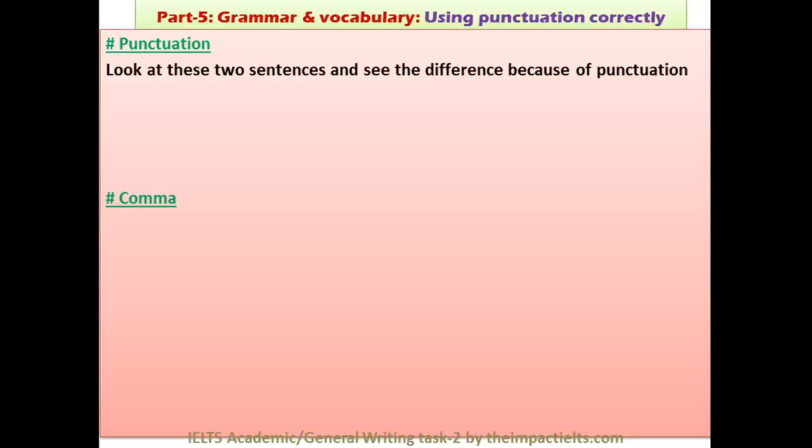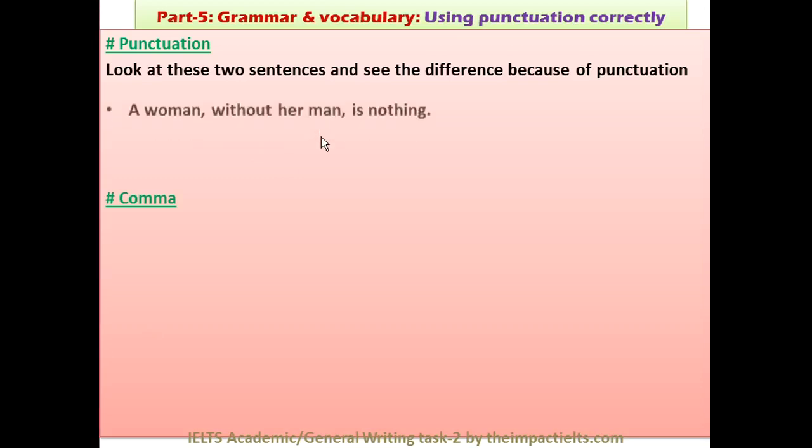And we are doing lessons on improving your grammar so that you can have a better band score in the GRA section. In this particular video, we are going to look at the punctuation part, and how you have to be careful about punctuation marks, because that can affect your scoring in the GRA part. So let's try to understand why punctuation is important.